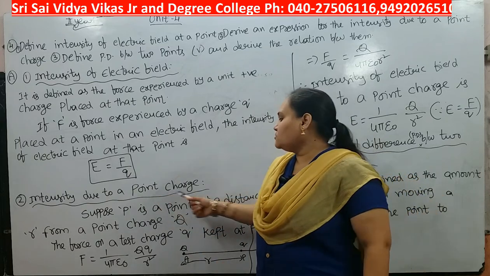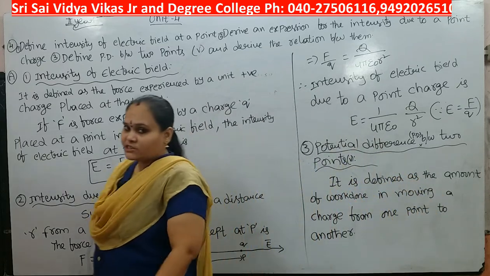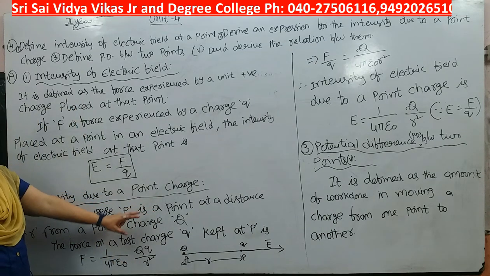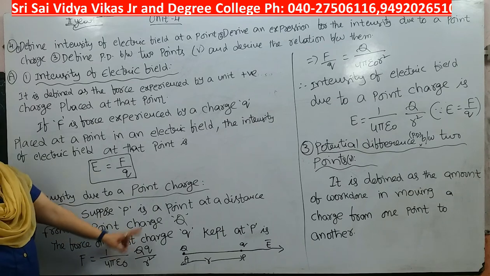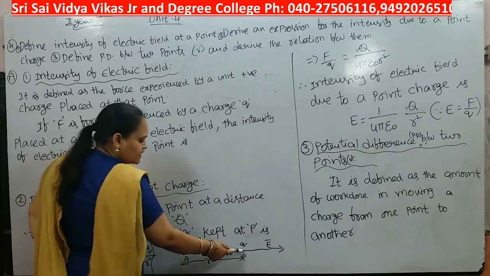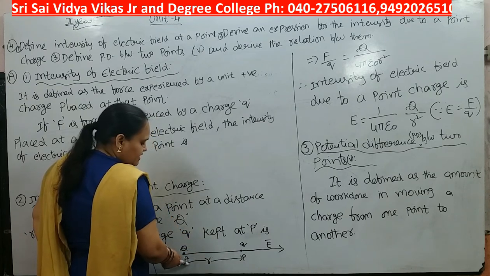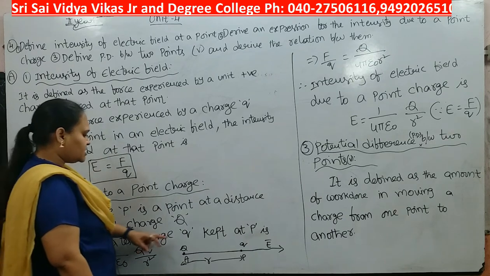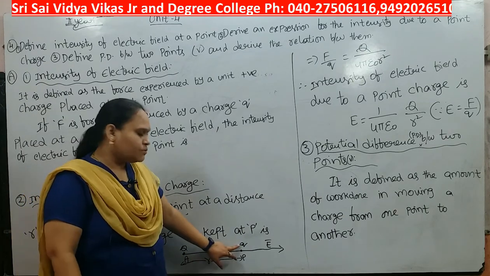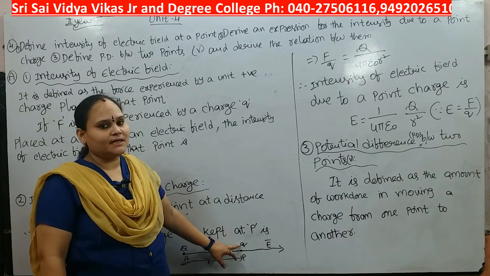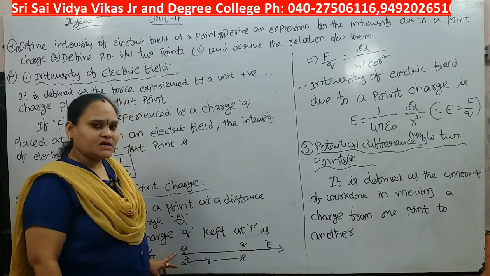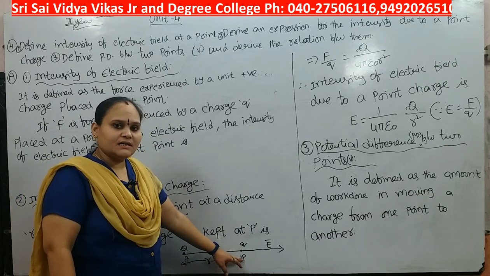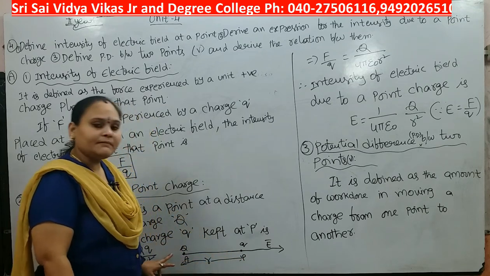And intensity due to a point charge. Suppose P is a point at a distance r from a charge Q. Observe the diagram. Here P is a point placed at a distance r from Q. Capital Q is the charge and small q is the test charge which is placed at P.